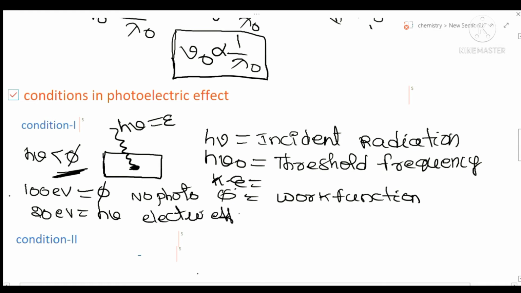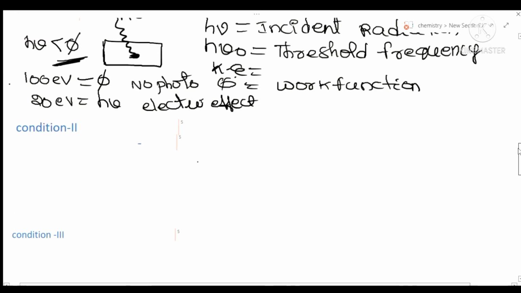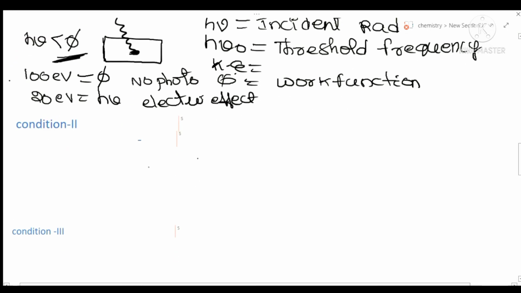No photoelectric effect. Why? Because energy is less. We are not supplying the threshold energy. We are not supplying the threshold frequency. We are not supplying the threshold wavelength.